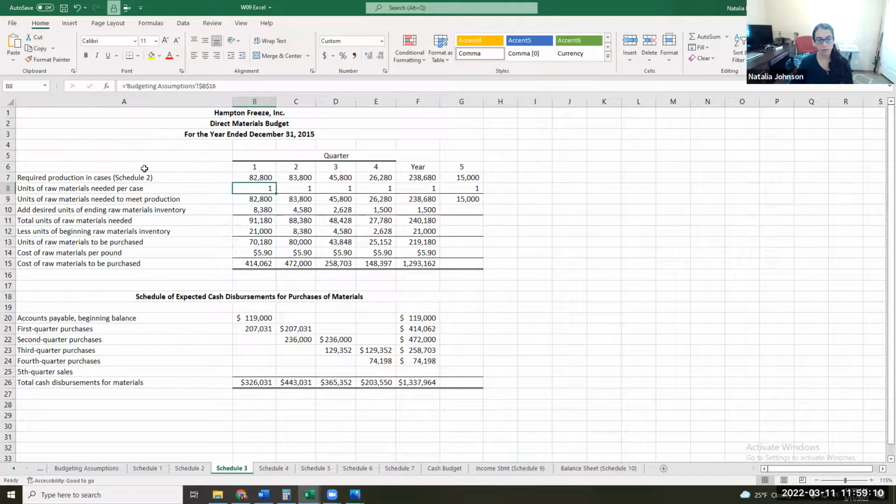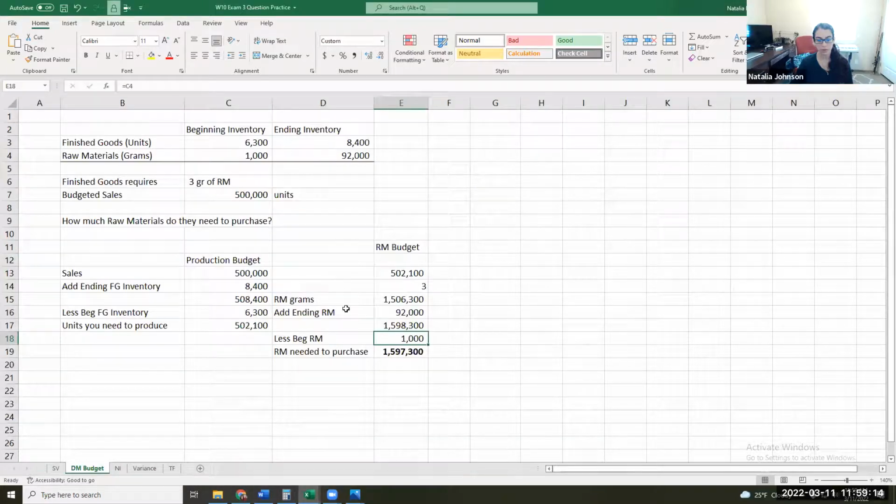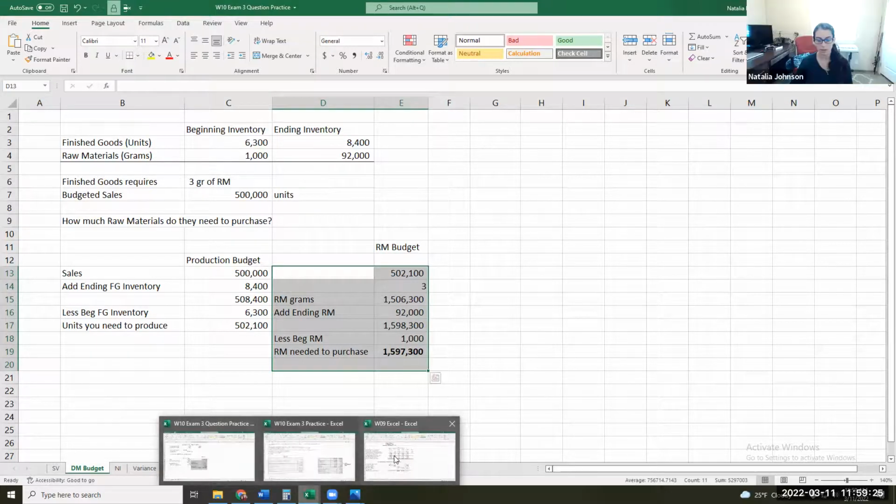Well, because this one, the materials budget is basically what we just did. Just multiplying it times the grams and then add the ending and subtract the beginning. That's just a simpler way to do that other problem. Yeah, okay, I like this way better.